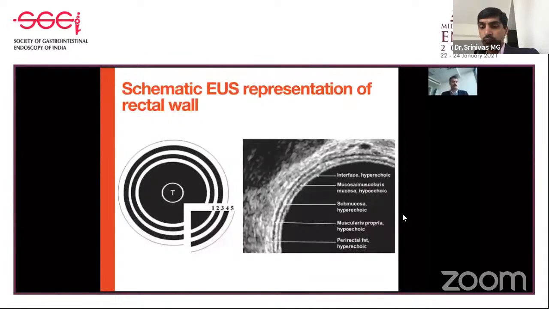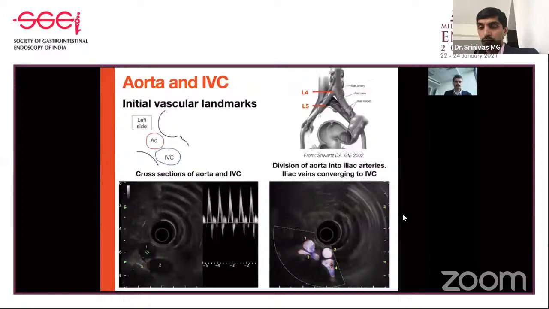The schematic US representation of the rectal wall is the same as in any part of the GI tract, the standard 5-layer representation. I don't have to go into this. Just remember that the muscularis propria of the rectum at current transducer frequencies is often resolvable into inner circular and outer longitudinal layers, with an inner sheath of hyperechoic fibrous tissue between the two muscle layers.